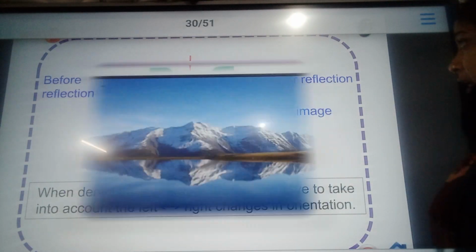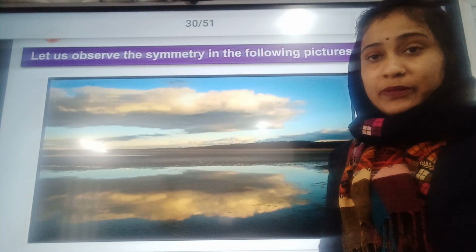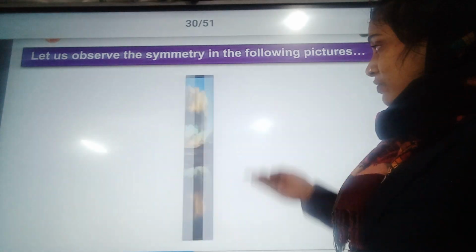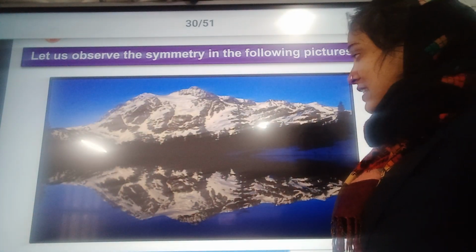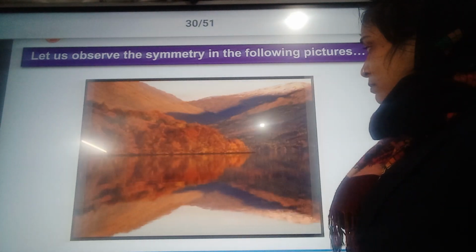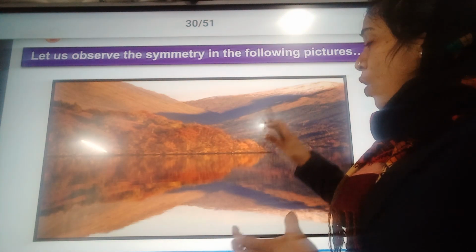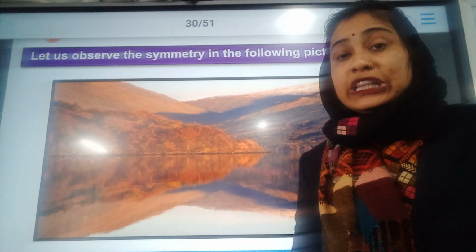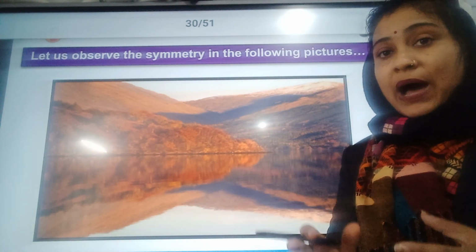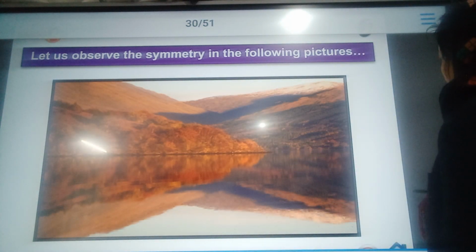Now here are some natural examples. Can you see the clouds, mountains, and then the forest or the mountains. So all these figures are showing the reflection symmetry about a line.